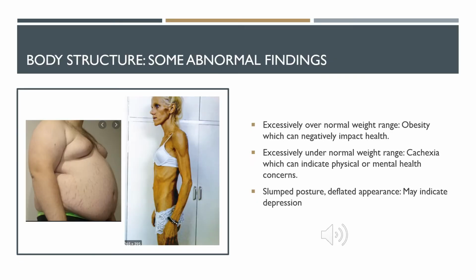In the picture on the right here, you have a patient that we would describe as having cachexia, which is excessively under normal weight. The picture on the left, the person is obese or has obesity, and that's excessively over normal weight range. You also might have someone that has a slumped posture or deflated appearance, and that can indicate depression.